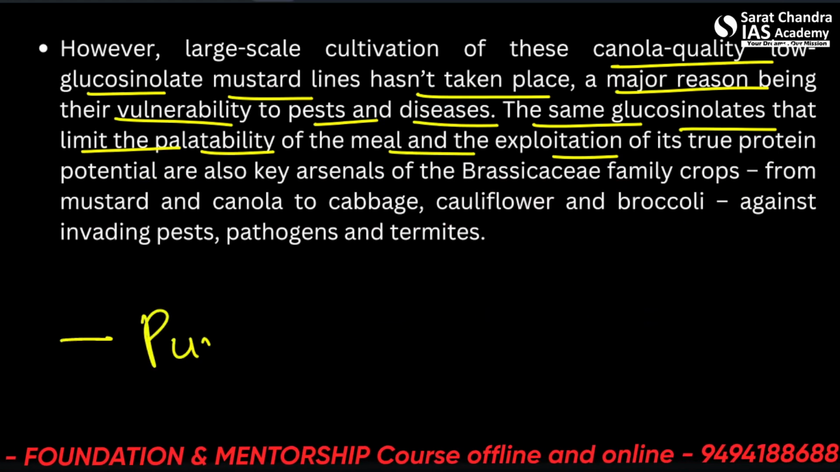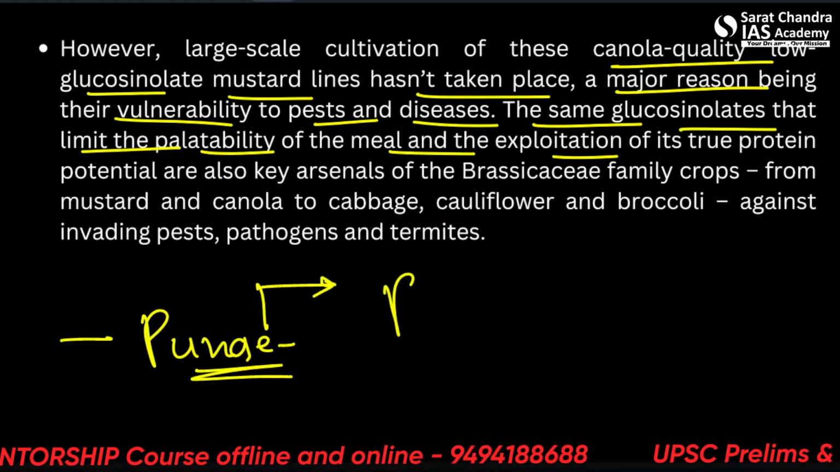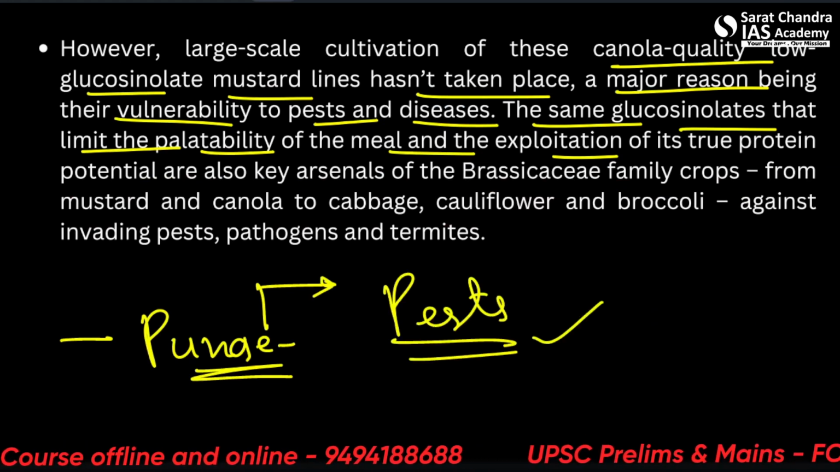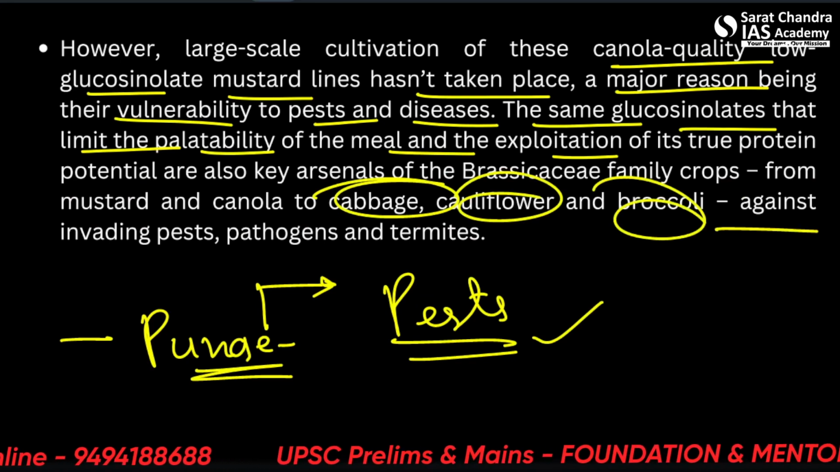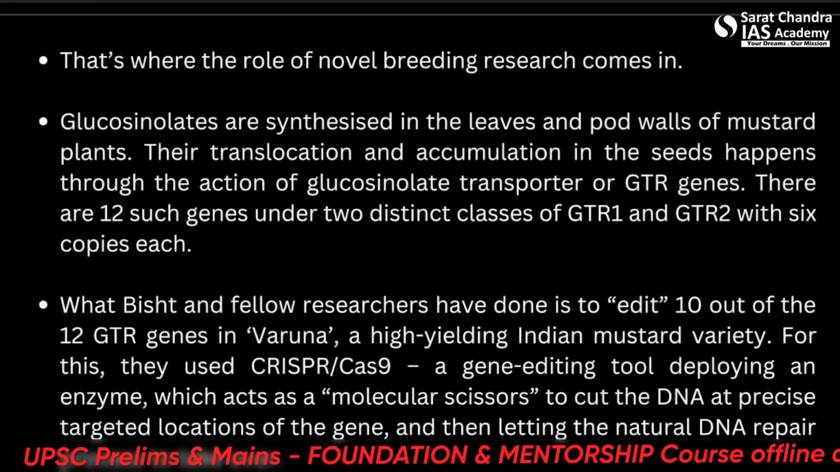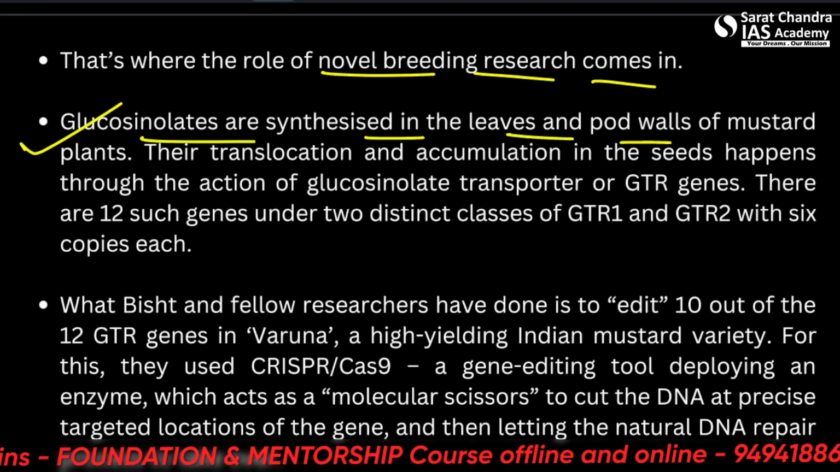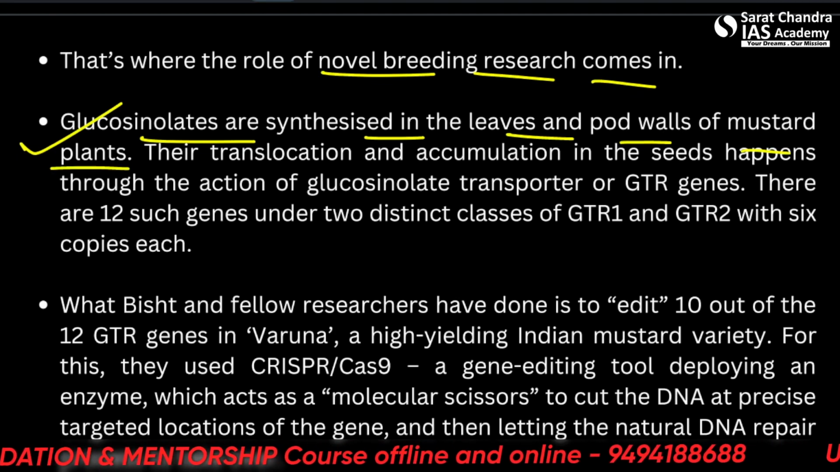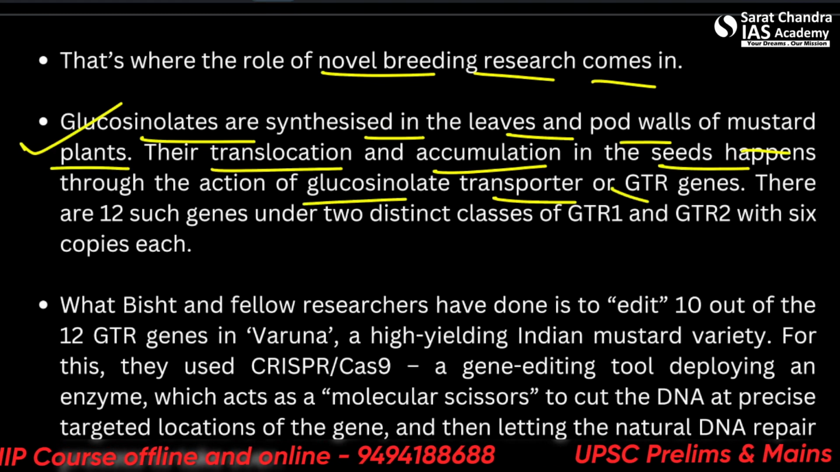Furthermore, this pungency acts as a repellent to many pests and diseases. Okay. So cabbage, cauliflower, broccoli, they have all the same tool against invading pests, pathogens and termites. So that's where the role of novel breeding research comes in. So glucosinolates are synthesized in the leaves and pod walls of mustard plants. The translocation and accumulation in the seed happens through the action of glucosinolate transporter or GTR genes.